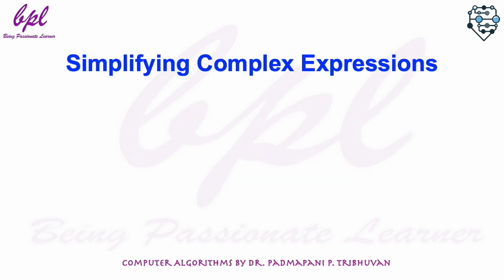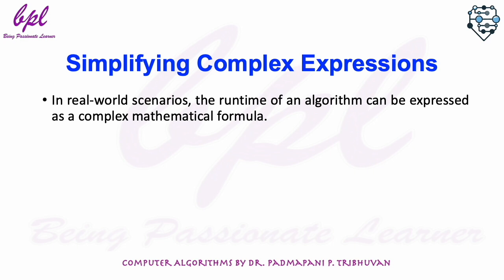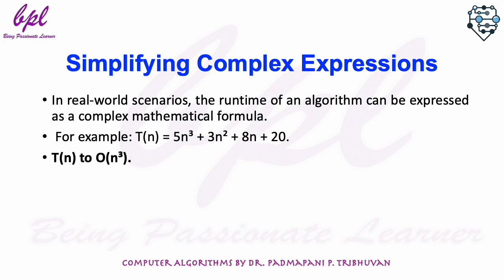Simplifying complex expressions. In real-world scenarios, the runtime of an algorithm can be expressed as a complex mathematical formula. For example, suppose the runtime of an algorithm is given by T(n) = 5n^3 + 3n^2 + 8n + 20. This expression has multiple terms, making it hard to analyze at a glance. However, asymptotic notation allows us to simplify it by focusing only on the most significant term that dominates the growth rate of n. In this case, 5n^3 is the dominant term because it grows the fastest as n increases. We can simplify T(n) to O(n^3), which makes the expression much easier to work with.